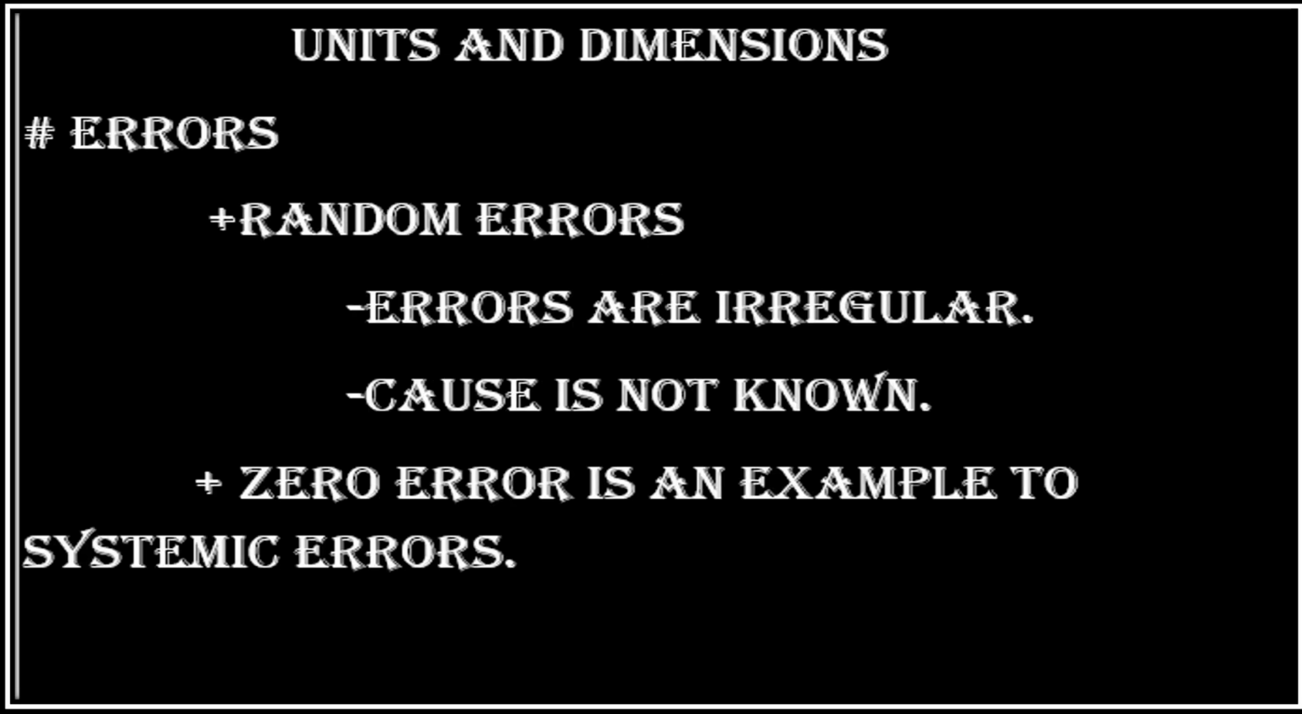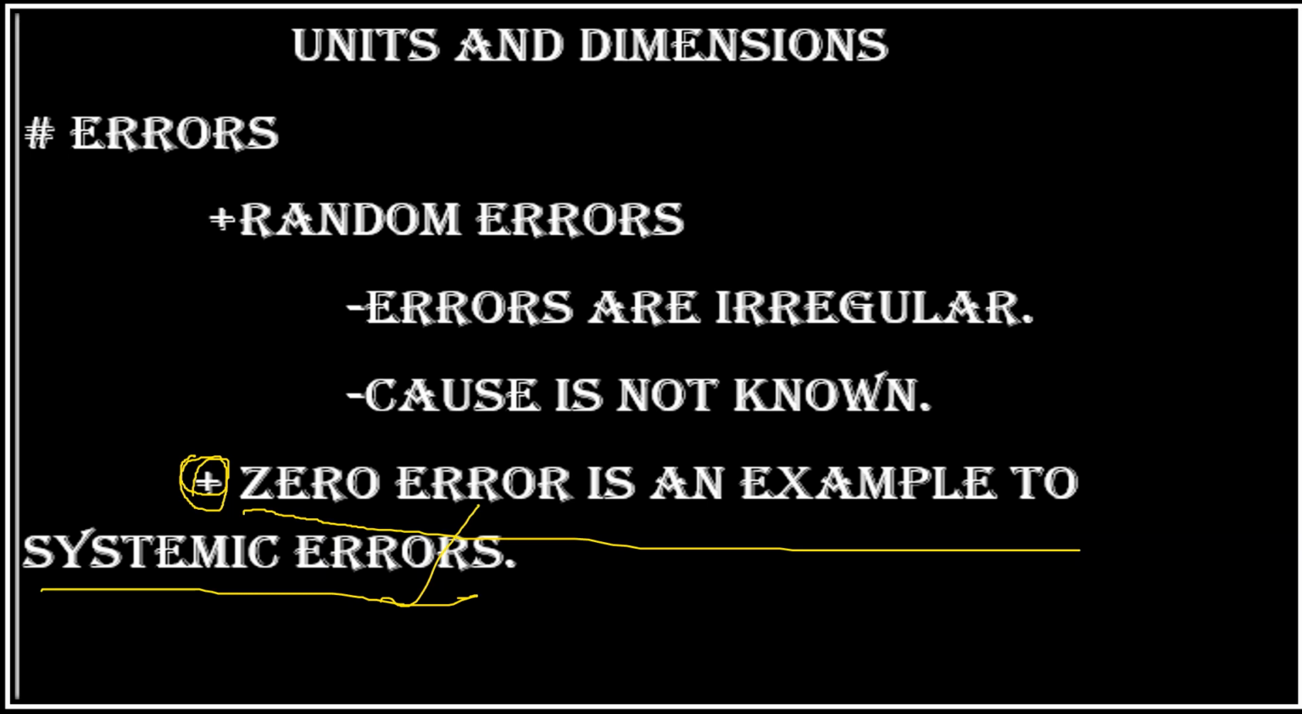Next, coming to the second type of errors, that is random errors. In random errors, errors are irregular. They are irregular in nature. The cause is not known. Here are the two most important terms related to random errors. You should remember this statement, it should be fixed in your mind. This is a direct statement: zero error is an example of systematic errors. This is the line they have asked many times in the NEET exam.